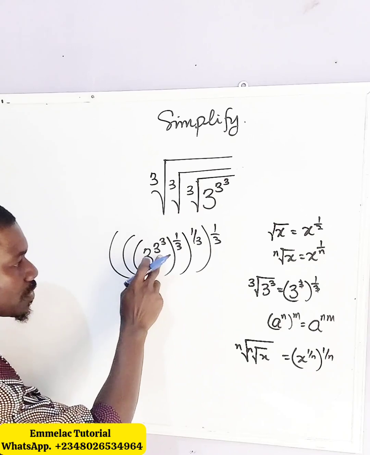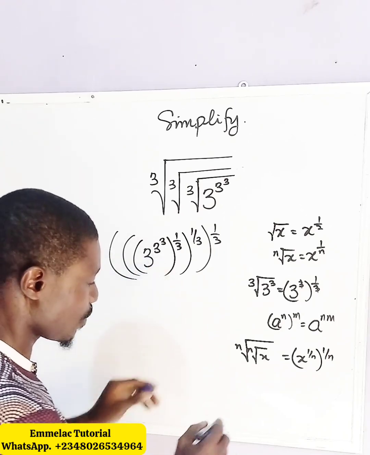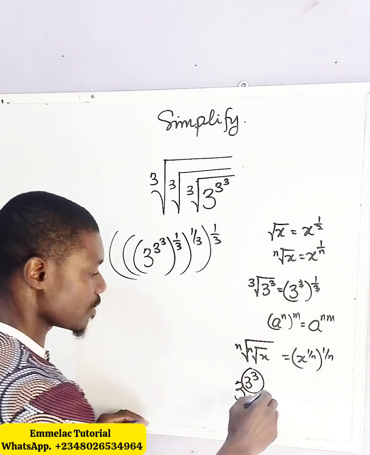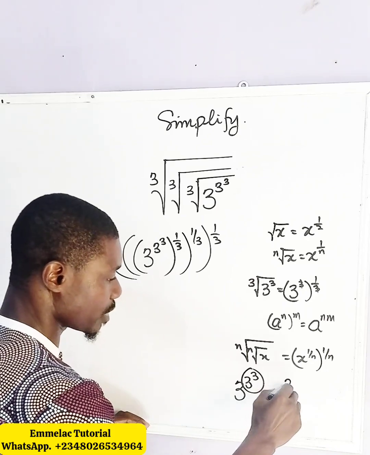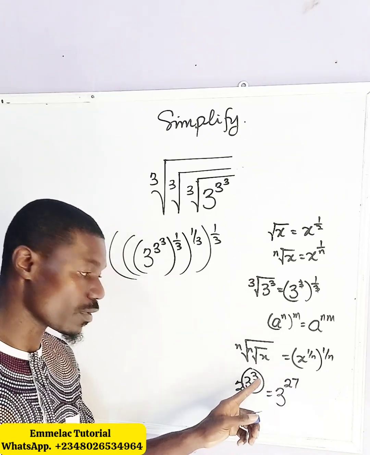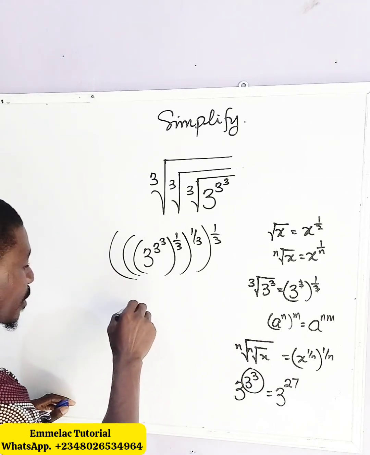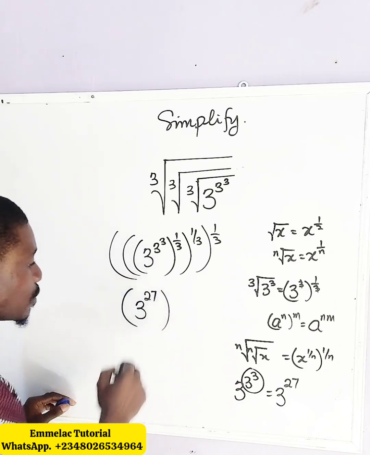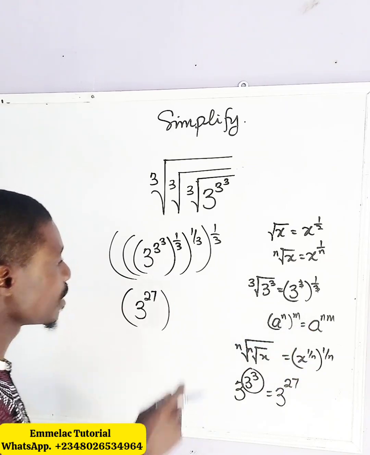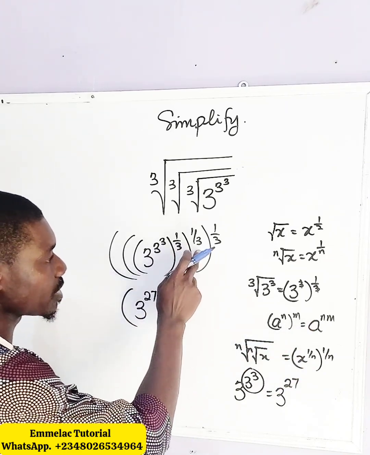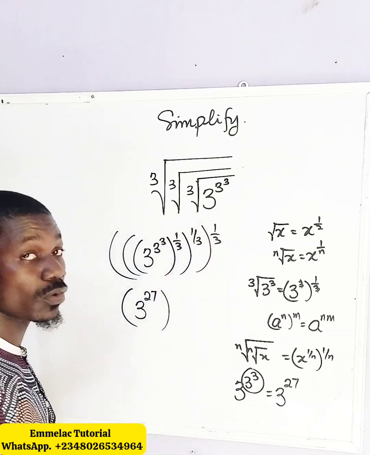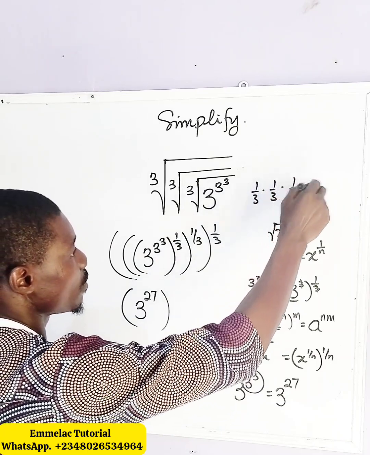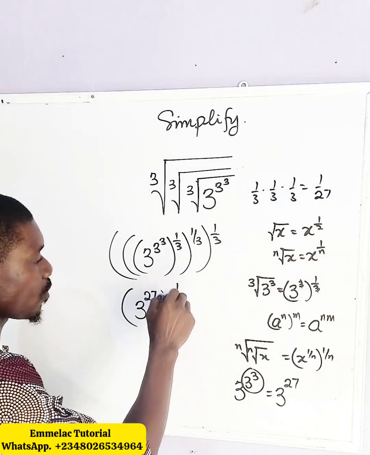But before that, let us resolve what is here. Here we have 3 raised to the power of 3 raised to the power of 3. Resolving this will give us 3 raised to the power of 27, because 3 raised to the power of 3 gives us 27. So here we have 3 raised to the power of 27. Now, all raised to the power, applying this rule, it means 1 over 3 times 1 over 3 times 1 over 3, which gives 1 over 27.